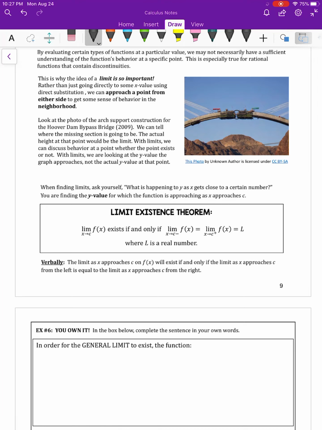So when finding limits, ask yourself, what is happening to y as x gets close to a certain number? You are finding the y value for which the function is approaching as x approaches c. So here's our limit existence theorem.